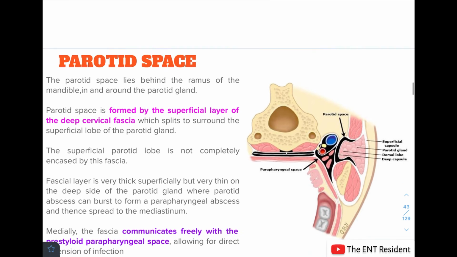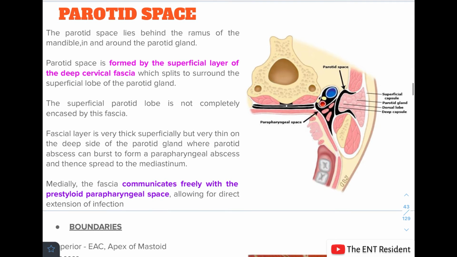Next, we come to the parotid space. The parotid space lies behind the ramus of the mandible in and around the parotid gland. This space is formed by the superficial layer of the deep cervical fascia. I have spoken about this in my earlier video where I spoke about the different layers of the deep cervical fascia and its different attachments.